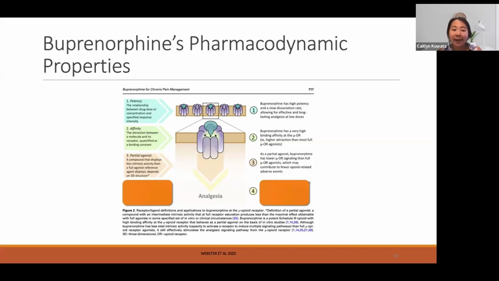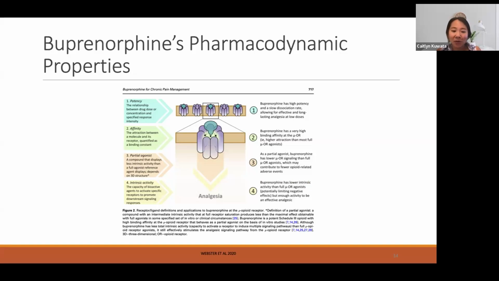Then we get to partial agonism. So a partial agonist, such as buprenorphine, has lower mu-opioid receptor signaling than a full agonist. And this is the reason why it has less activity at the receptor in terms of some of its downstream effects. So the less intrinsic activity is the reason why buprenorphine has fewer negative effects compared to traditional opioids.